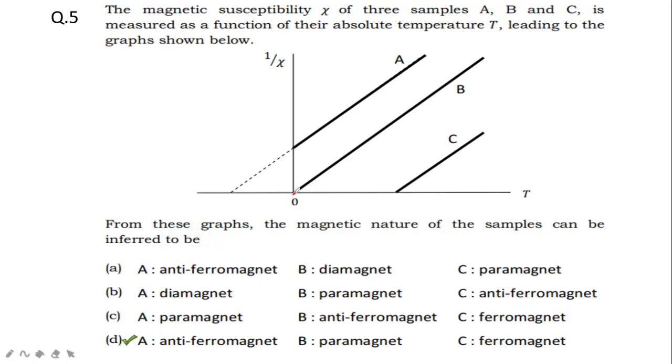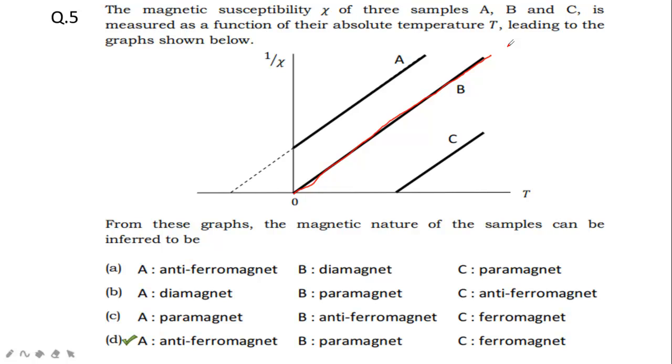First of all, what type of nature will B have? Let me tell you, those substances which are paramagnets, for them temperature is directly proportional to 1 over susceptibility. If we increase the temperature, the magnetic susceptibility decreases for paramagnets. So B will surely be a paramagnet.